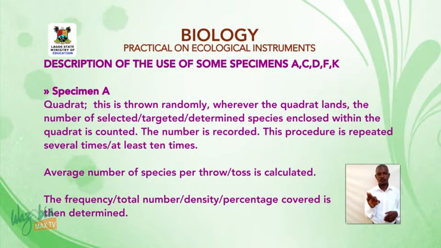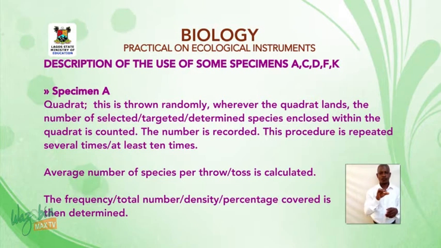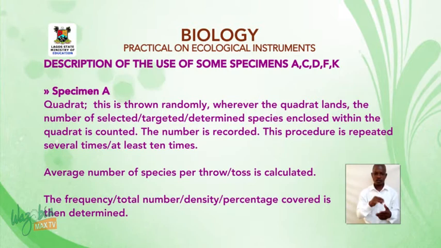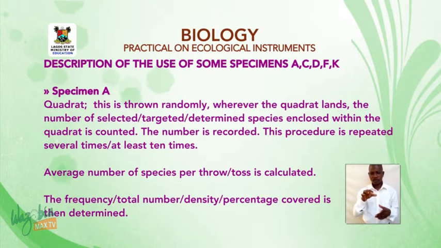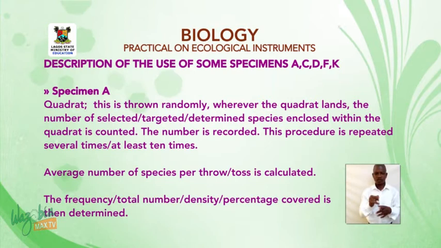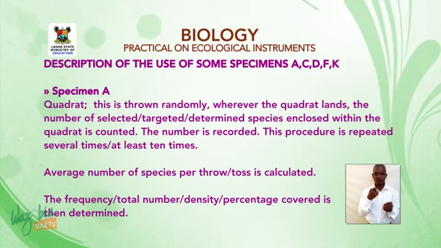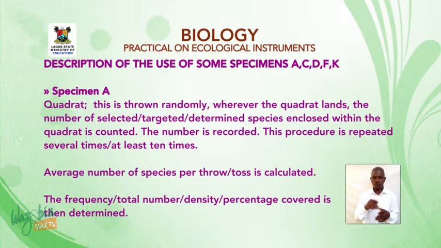West African School Certificate Examination 2018-2019. Specimen A, quadrat. This is thrown randomly. Wherever the quadrat lands, the number of selected or targeted or determined species enclosed within the quadrat is counted. The number is recorded. This procedure is repeated several times, or at least 10 times. The average number of species per throw or toss is calculated. The frequency or total number or density or percentage covered is then determined.